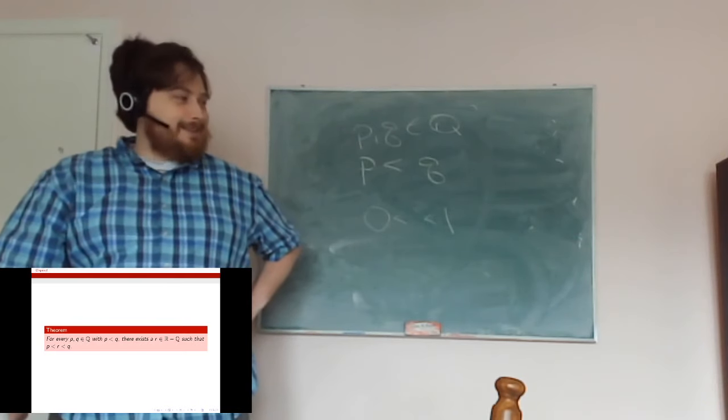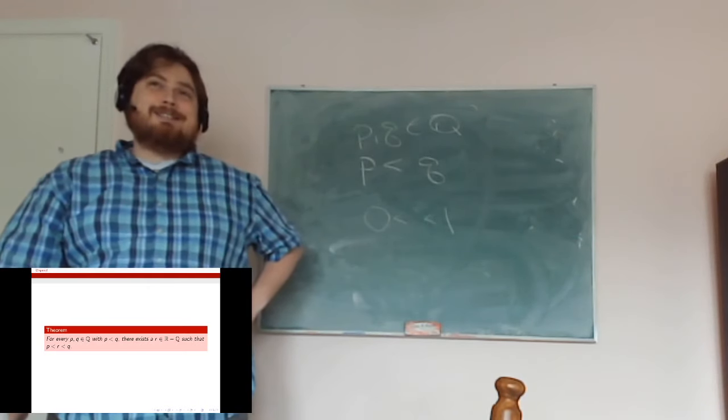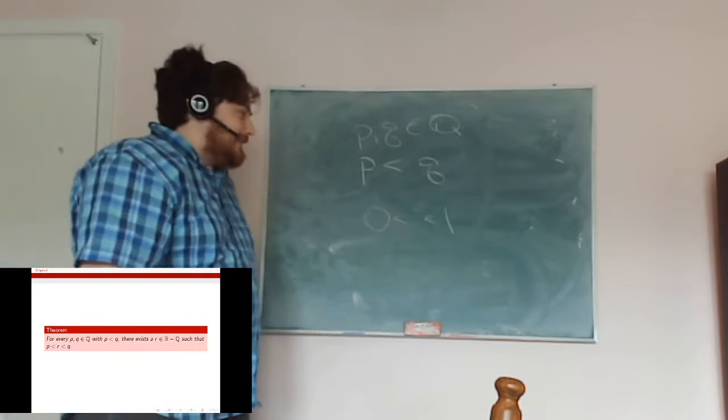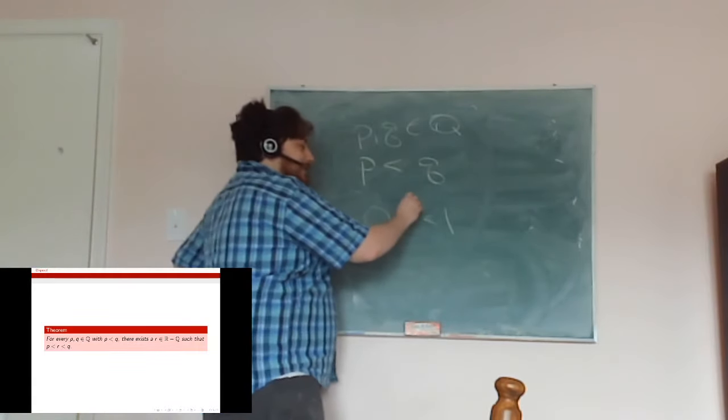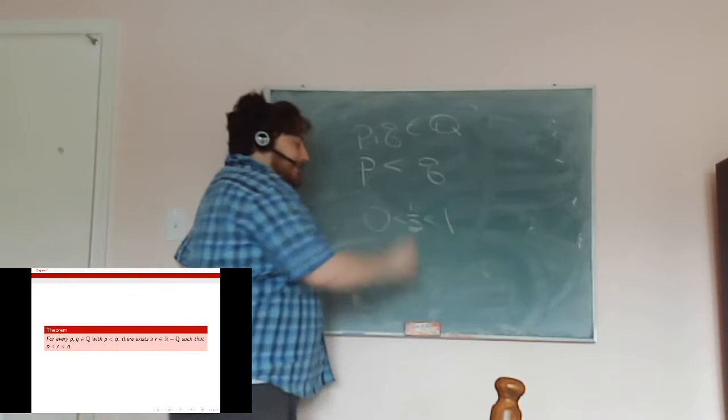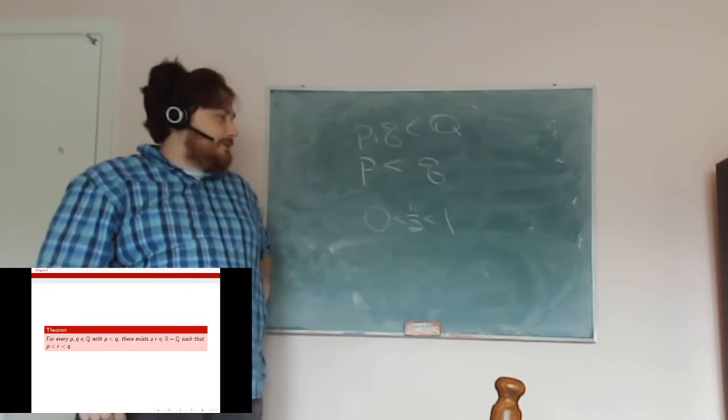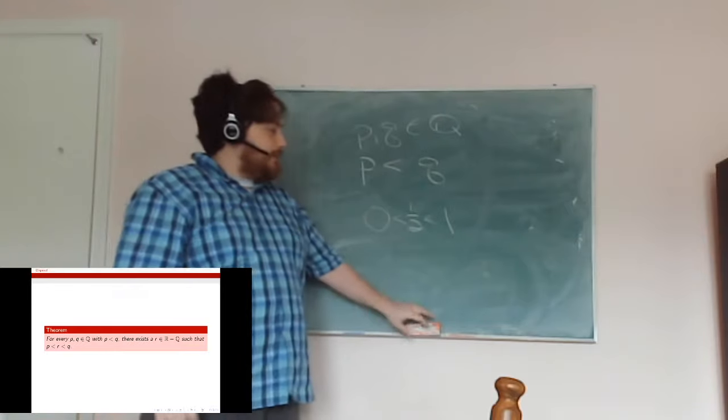Very good, Dylan. That is exactly what I was going for, the average of the two. So if I take 1/2, very good. 1 plus 0 divided by 2 is 1/2. 1/2 has to be between them.